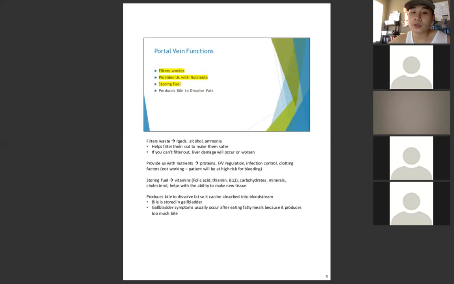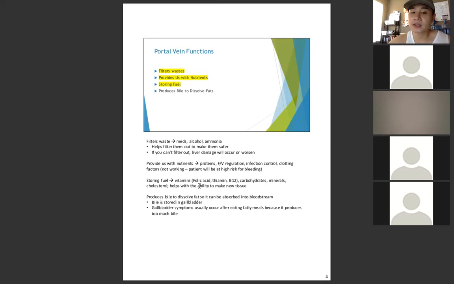So filter waste, what is the waste that our body has? These are medication, alcohol, ammonia. It helps filter them out to make them safer. If we can't filter them out, liver damage will occur or worsen. It provides us with nutrients, including proteins, fluid and volume regulation, infection control, clotting factors. If it's not working, the patient will be at high risk for bleeding. Makes sense, right? It's storing fuels, and these fuels are vitamins, including folic acid, thiamine, and B12.